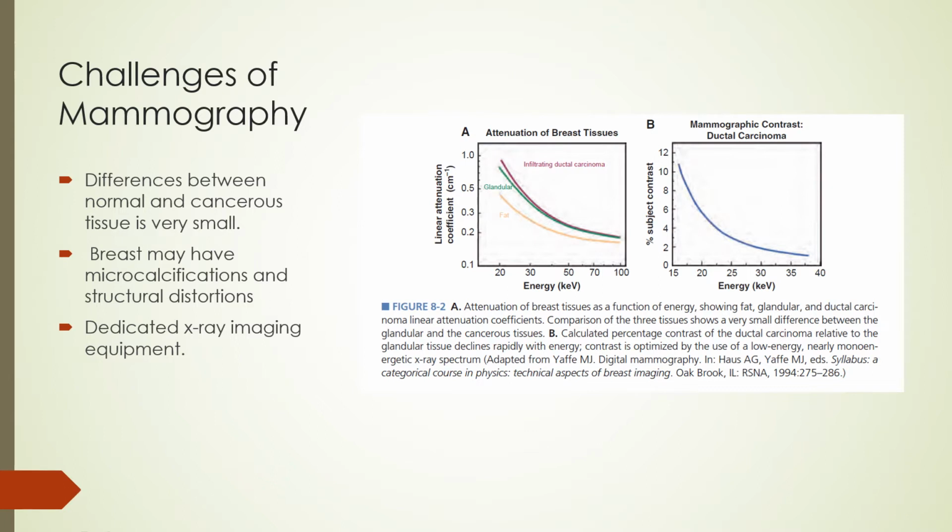This is important because the attenuation differences between normal and cancerous tissue is very small, as shown in the left figure. We know from our previous lectures that contrast is highest at low X-ray energies and is reduced at higher X-ray energies, so this imposes limitations on the type of X-ray tube that can be used for imaging. We can see this in the right figure where subject contrast is shown to decrease as the energy is increased. To properly image the breast, we need dedicated mammography X-ray equipment that includes X-ray detectors that have high spatial resolution and high contrast sensitivity. We will see in the next slide the type of dedicated X-ray equipment we need.